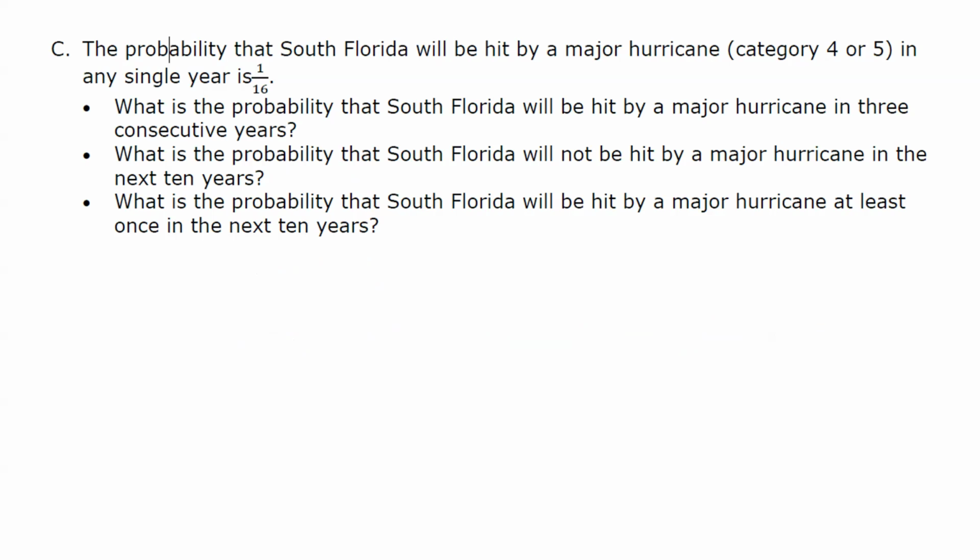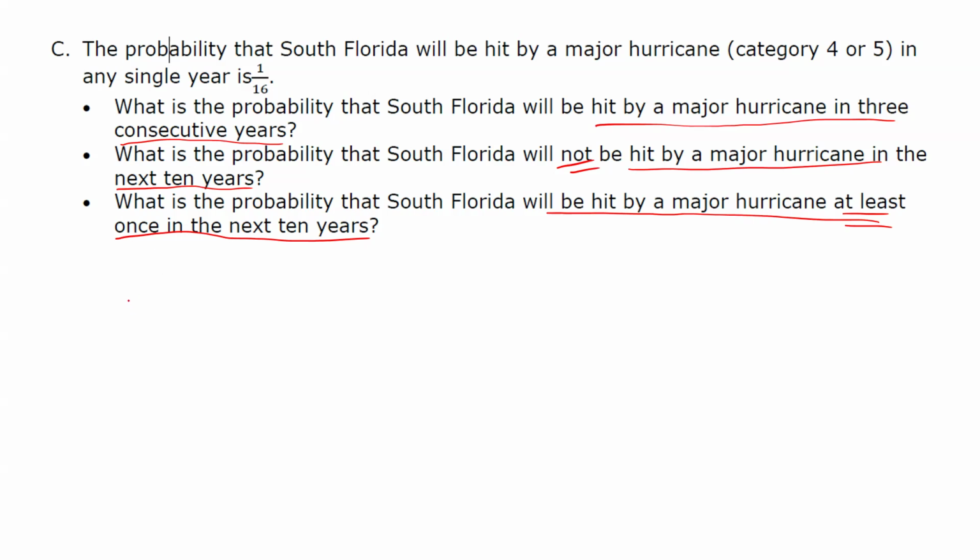All right, we're back to South Florida. We want the probability that South Florida will be hit by a major hurricane, category 4 or 5, in a single year is 1/16. What's the probability that it will be hit by a major hurricane in 3 consecutive years? What's the probability that it will not be hit by a major hurricane in the next 10 years? And then what's the probability that South Florida will be hit by a hurricane at least once in the next 10 years? Okay, so why don't you pause and attempt this problem?